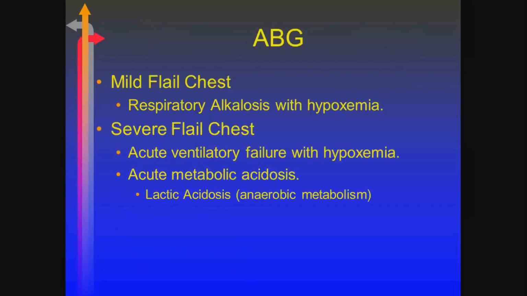Blood gases: initially, if it's a small flail, you might just see a respiratory alkalosis secondary to hypoxemia that's present. And as we were mentioning, as the flail becomes larger or the patient becomes fatigued, you end up having a frank ventilatory failure happening where CO2 rises in addition to the O2 falling. Over time, the reduction in PaO2 will lead to lactic acidosis developing and a superimposed metabolic acidosis along with the respiratory acidosis.